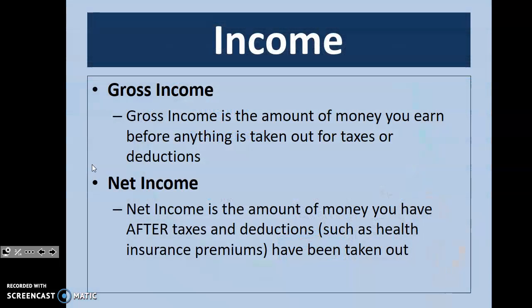Now income, one thing you need to be aware of, there is a difference between gross income and net income. Gross income is the amount of money you earn before anything is taken out for taxes or deductions. For example, if you worked 40 hours a week for $10 an hour, your gross income would be $400 for the week. Now net income is the amount of money you have after taxes and deductions, such as health insurance premiums or maybe a 401k, have been taken out of your gross income.